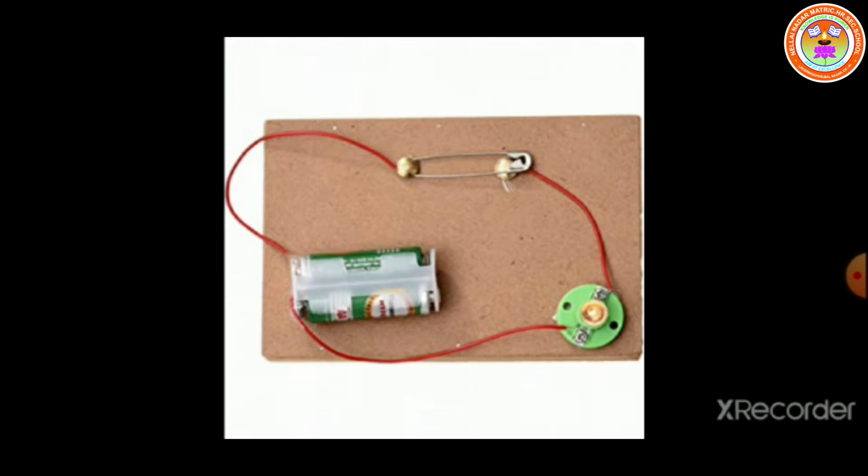Have you understood? It's very simple, students. With the help of a safety pin we can also make a switch. Look at the picture and make it as shown. For that, what things do you need? Battery, bulb, wire and then a safety pin. Have you understood, students?